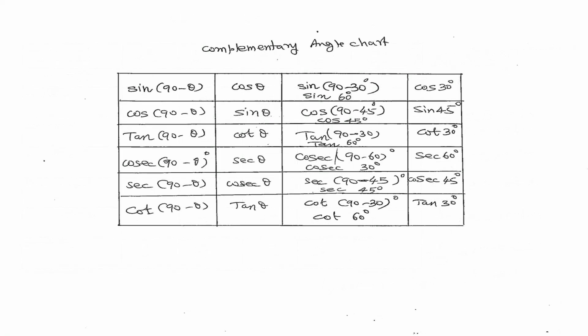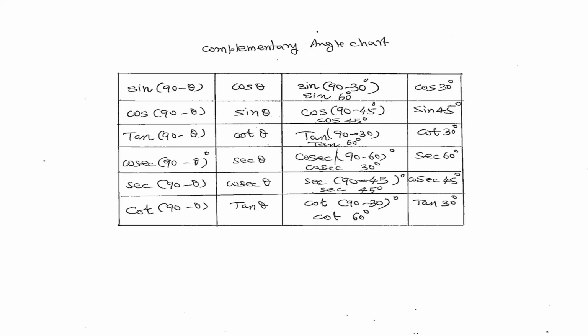The next chart is about complementary angles. Now sin 90 minus theta is equal to cos theta. That gives sin 90 minus 30, that is sin 60, is equal to cos 30. You can check the ratios. Cos 90 minus theta is sin theta. Therefore, cos 90 minus 45, that is cos 45, is equal to sin 45. Tan 90 minus theta is equal to cot theta. Tan 90 minus 30, that is tan 60, is equal to cot 30.